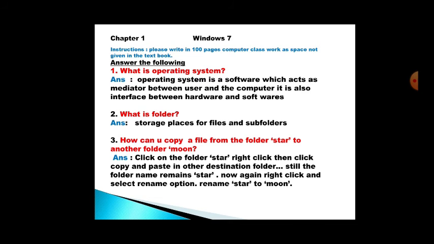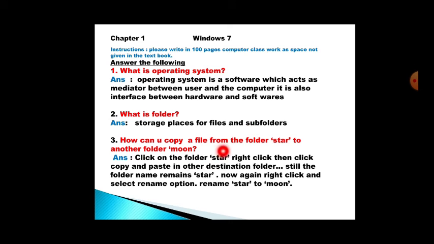So what is an operating system? An operating system is software which acts as a mediator between the user and the computer. It is also an interface between the hardware and the software. So you can write what is an operating system. You can write the question answers in the 100 pages notebook. So what is a folder? A folder is a storage place for files and subfolders.